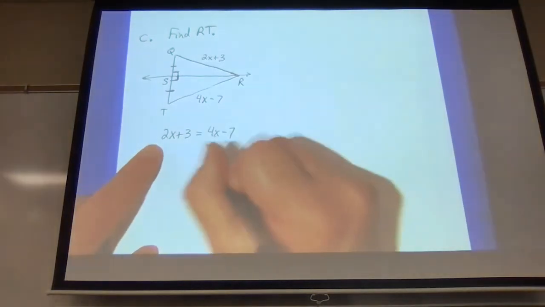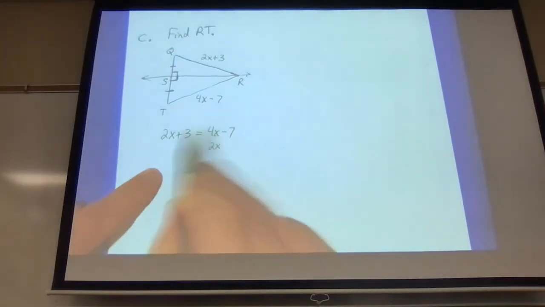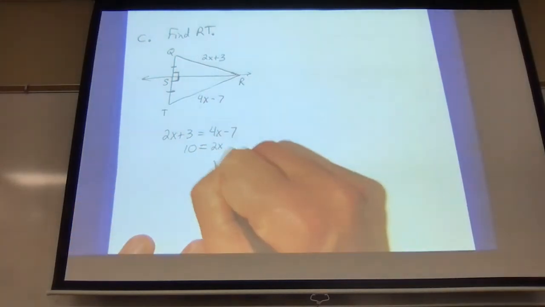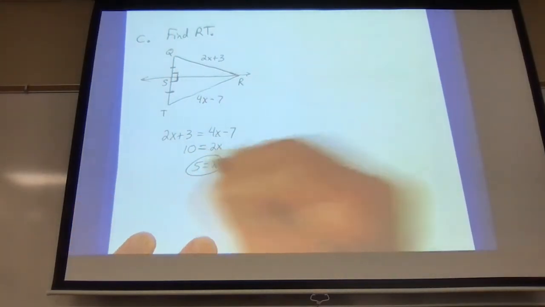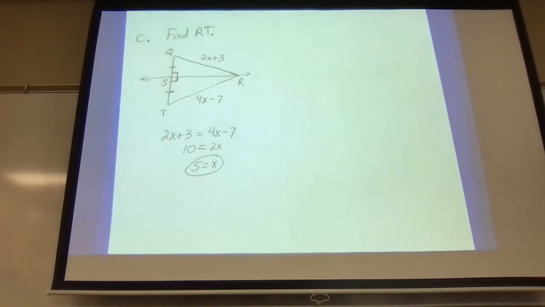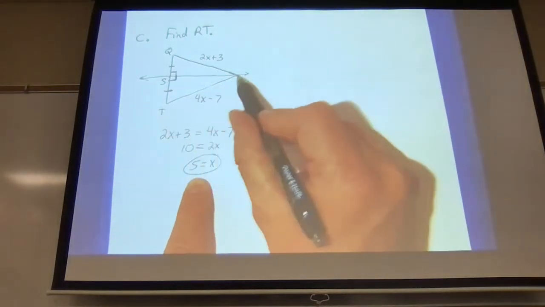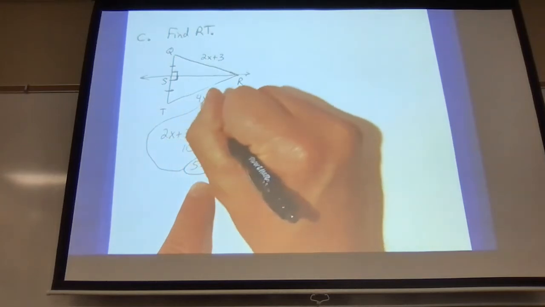If you subtract 2x from both sides, we get 2x over here. If we add the 7 to this side, we'll get 10. 10 divided by 2 is 5. So x is 5. We found our answer. Are we finished? Nope. What do they want us to find? RT. So you've got to put that 5 back into RT. Here's RT right here. The 5 is going to go back into RT.